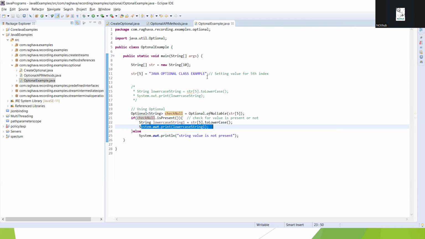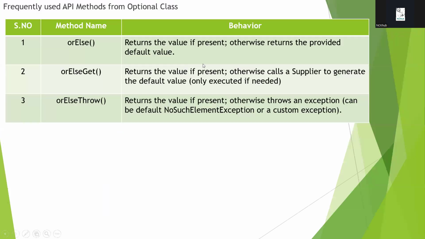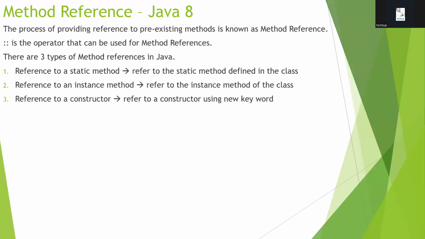Now let us go to the next concept, which is called method references. What is a method reference? The process of providing references to pre-existing methods is known as a method reference. Maybe the definition might be a little confusing. We'll go in deeper to understand more on this.